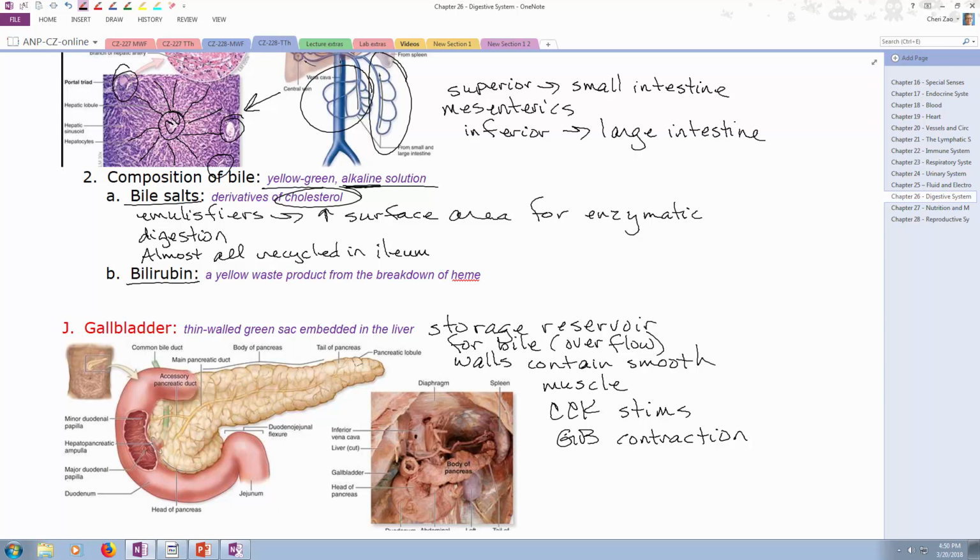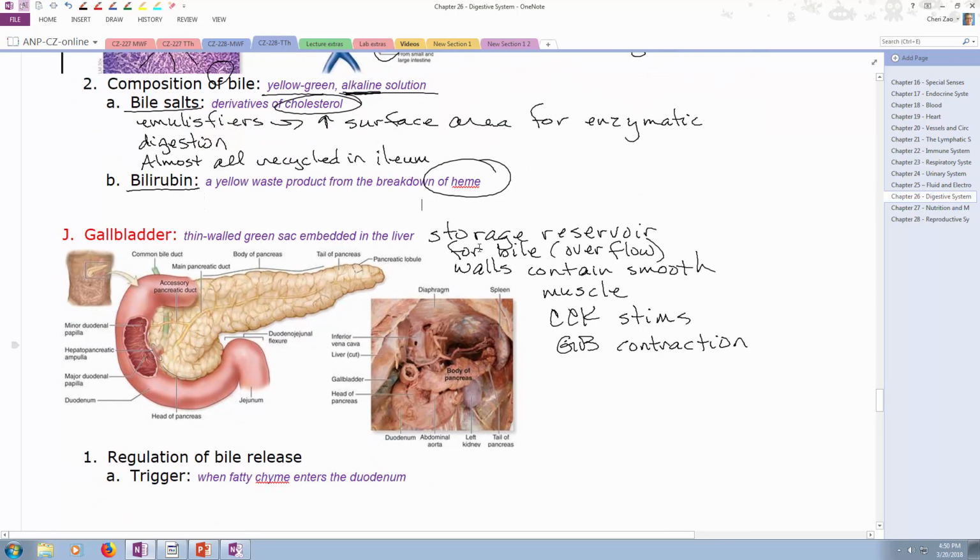Bilirubin is indeed a yellow waste product that is from the breakdown of the unrecyclable aspect of hemoglobin and heme. So this is not recyclable. And bilirubin is what our gut bacteria use to turn our stool brown.